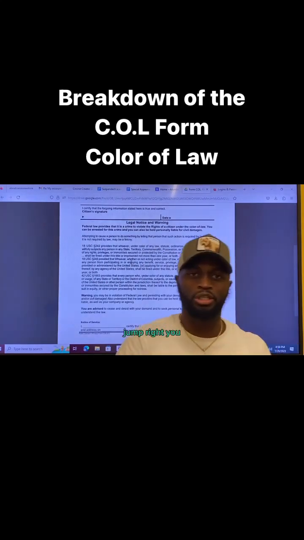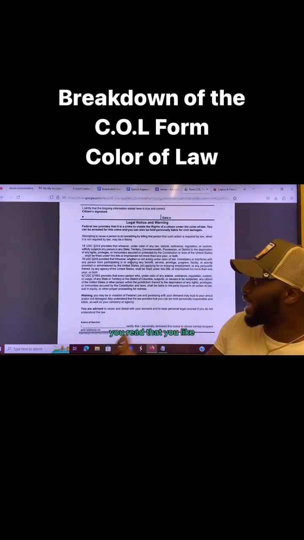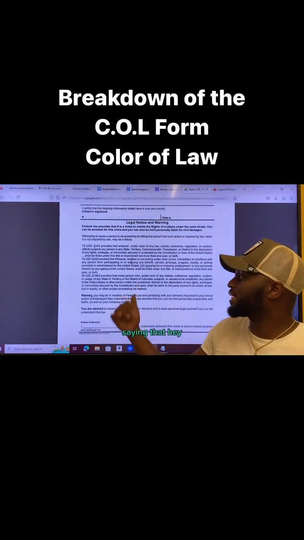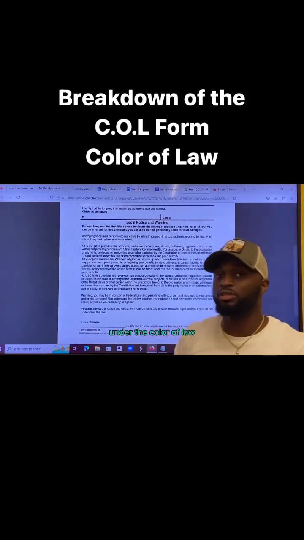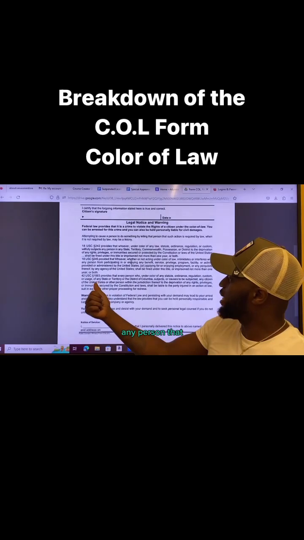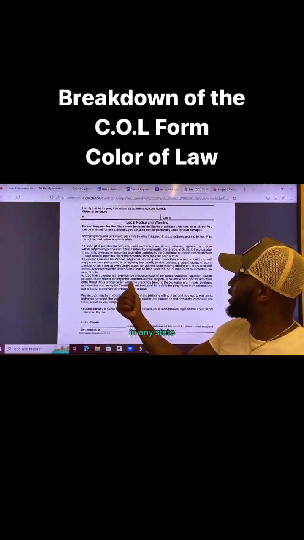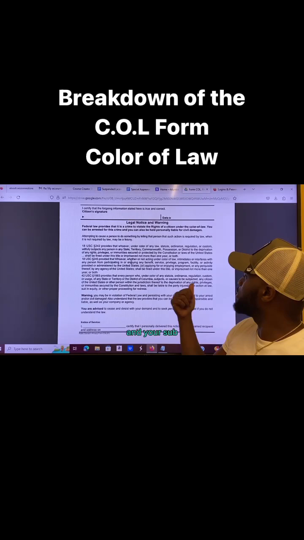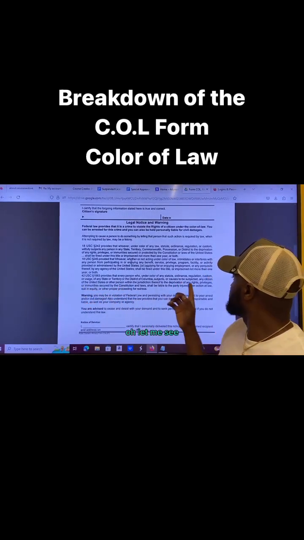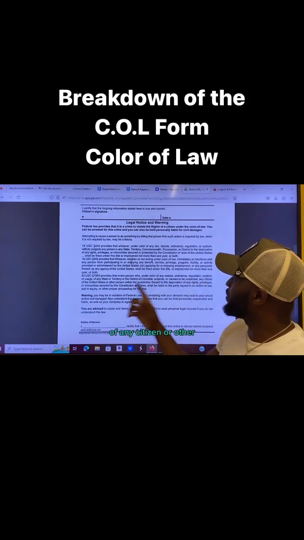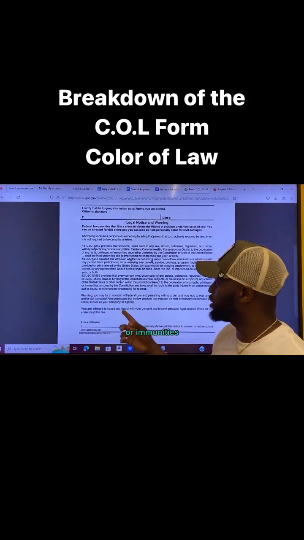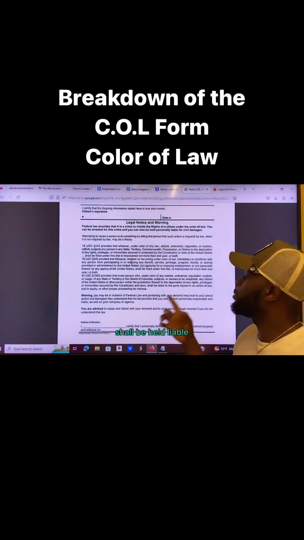It's a lot of mumbo jumbo, right? You read that, and you might not grasp what it means. This is basically saying that if you're operating under the color of law and you're doing anything to any person in any state or District of Columbia, and you're subjecting that person, any citizen or other who's in that jurisdiction, to the deprivation of the privileges or immunities secured by the Constitution, you shall be held liable.